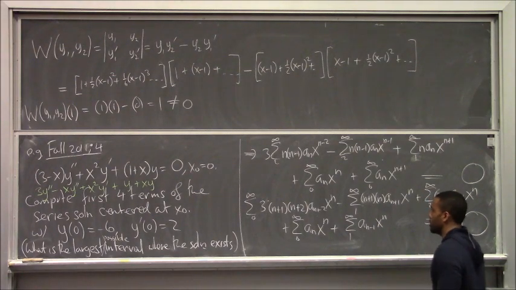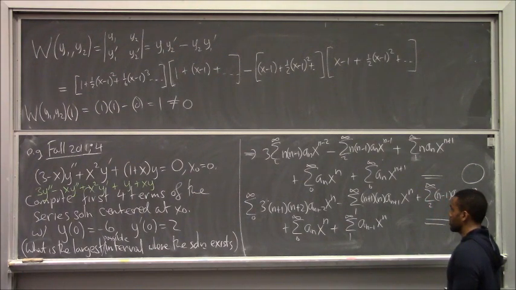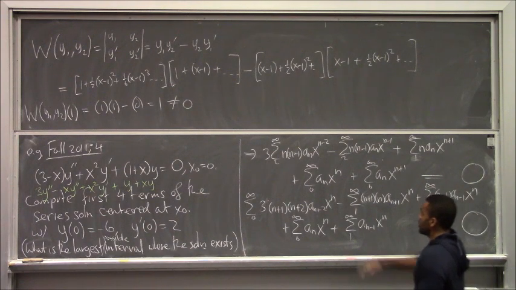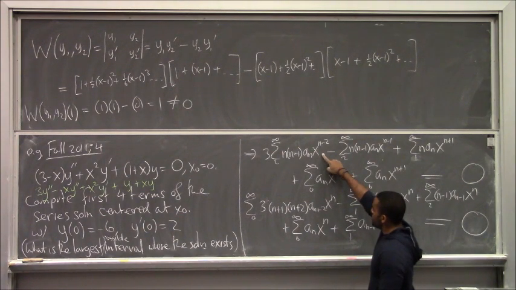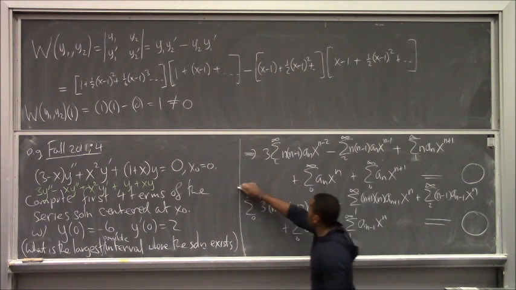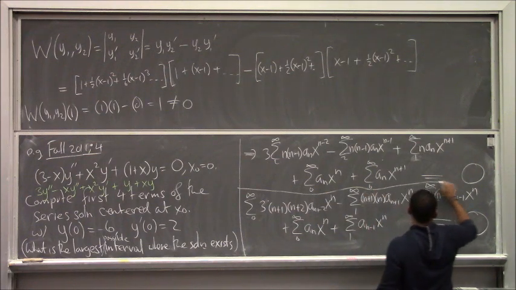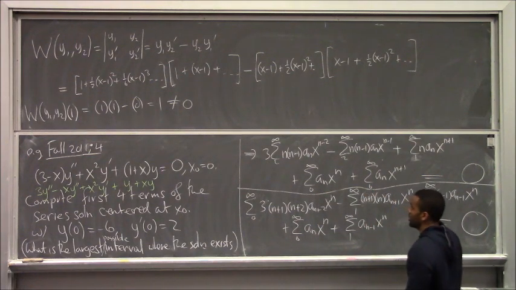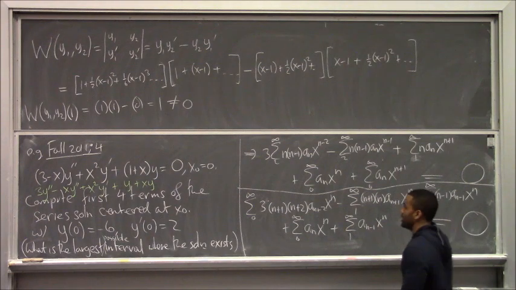I'm sorry, you said the first term doesn't need to be shifted, which I get, but why does this term need to be shifted? Oh, I'm sorry, there's a whole other line. I change all n's to n plus 2. This is one line, and then this is the other one. I need a wider paper.